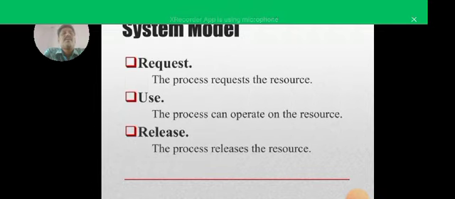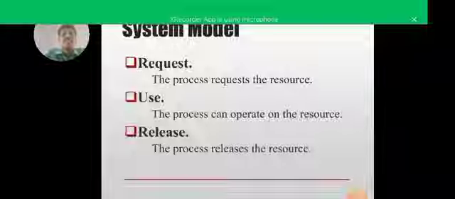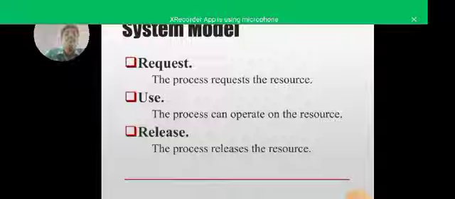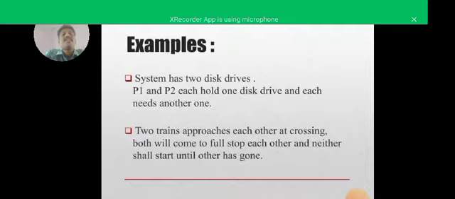Okay, what are the three process steps involved in the deadlock? Generally, in a process, the first one is request, second one is use, and third is release. These three happen in every resource. The first one is request, the process requests the resource. The second one is the process can operate the resource, that means use the resource. Then release the resource. After usage of the resources, we have to release the resource.